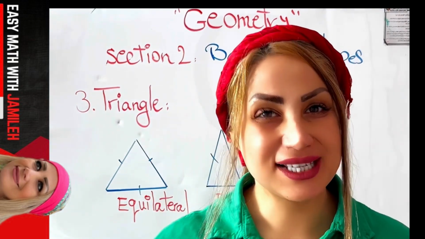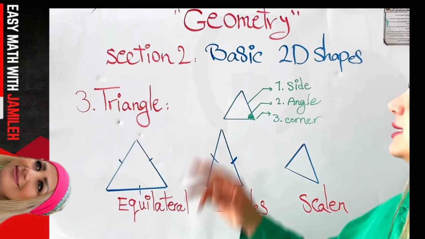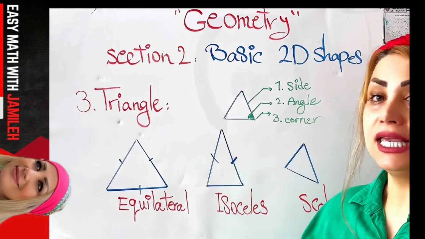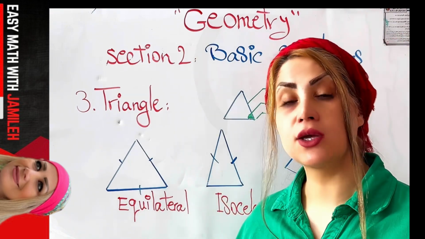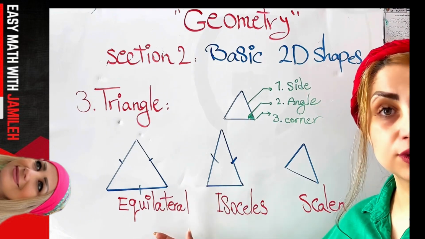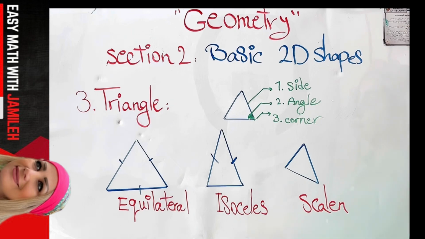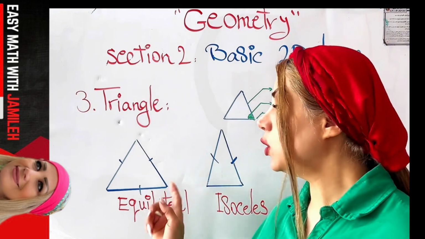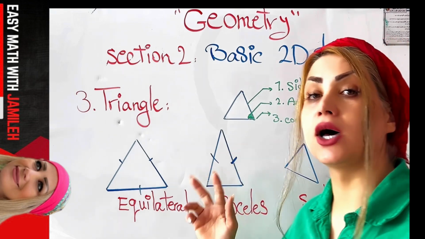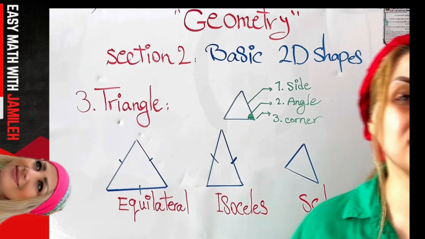Number three, triangle. A triangle has three sides, three angles, and three corners. There are different types of triangles based on the length of the sides, such as equilateral triangles, isosceles triangles, and scalene triangles. Equilateral triangles, all sides are equal. Isosceles triangle, two sides are equal. And in a scalene triangle, all sides are different.